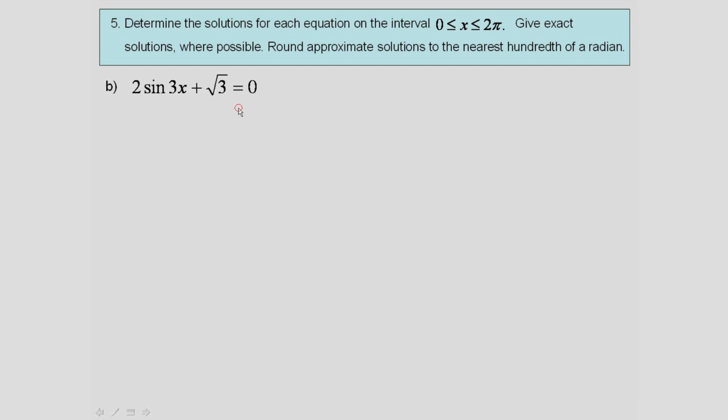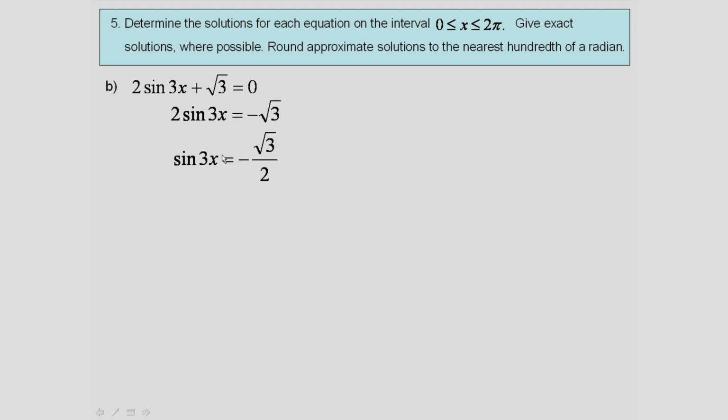We can subtract off a root 3. There it is, negative root 3 on the right side. We can divide this 2 out, giving us this. You might want to try to divide by 3 here, but dividing this by 3 is not going to get rid of this 3. Don't forget, this 3x is being signed. So if you want to get rid of the 3 by dividing, you'd have to first get rid of this sine, get it out of the way. So we need to take a different approach.